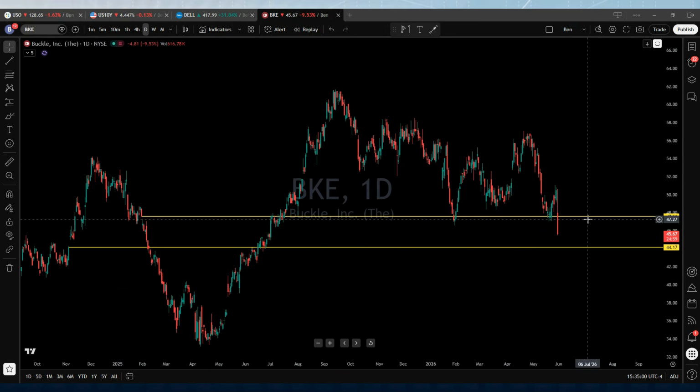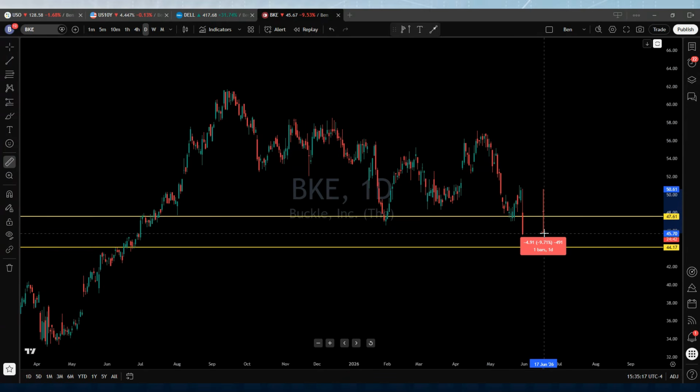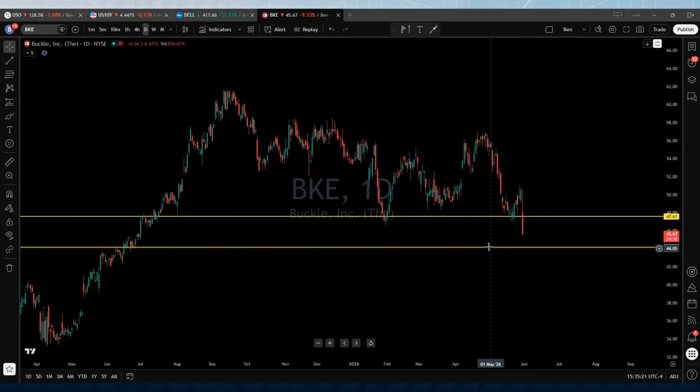BKE had some positive earnings today. The investors bought it and said, you know what? This is a great opportunity to get into this, and drove it up. It actually went positive on the day, and now look at it. So from the highs at $50.61 all the way down, the markets are not buying the fact that people are still buying into BKE, Buckle Incorporated.